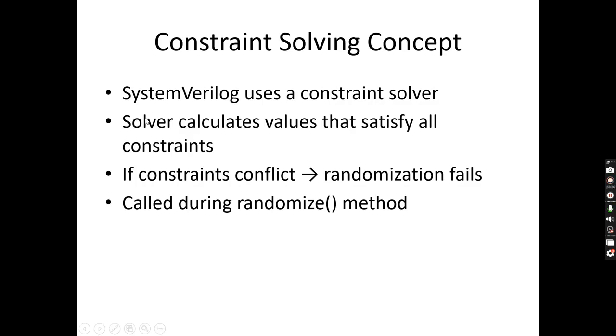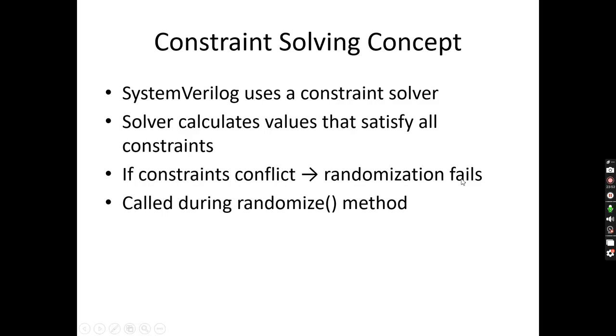Constraint solving concept: the system will use a constraint solver. You have to think about how the tool randomizes, what values it is able to randomize, and how it allocates them. The solver calculates values that satisfy all the constraints. For a particular variable you may have written three or four constraints; from those, it finds the common values it can allocate.